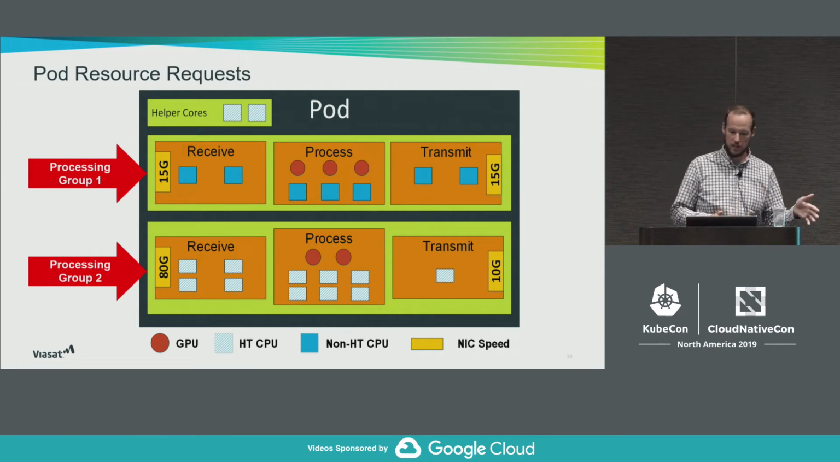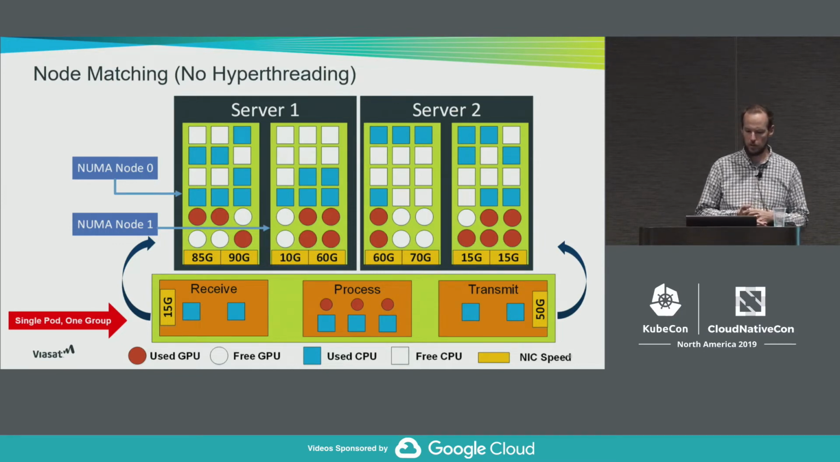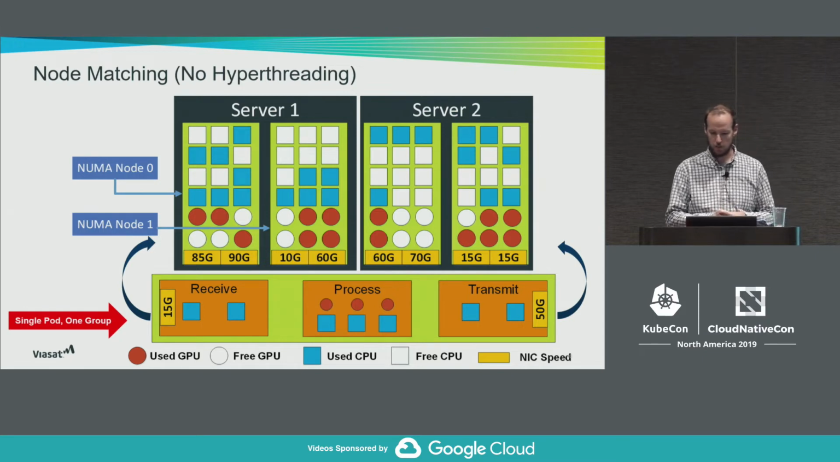And then on the left side is the receive networking requirements. So you have 15 gigabits per second and 80 gigabits per second in those. And on the right side is the transmit networking requirements. So if we look at how we place this onto a node, now if we take one of those processing groups from the bottom and try to place it on this node, in this particular case, it's asking for 7 non-hyper-threaded cores, which are the dark blue down there, 3 GPUs, 15 gigabits per second on the receive, and 50 gigabits per second on the transmit.